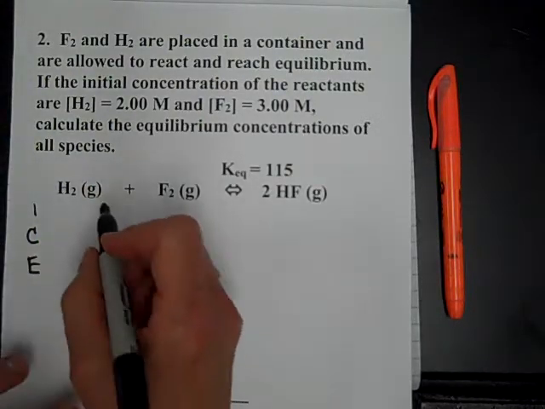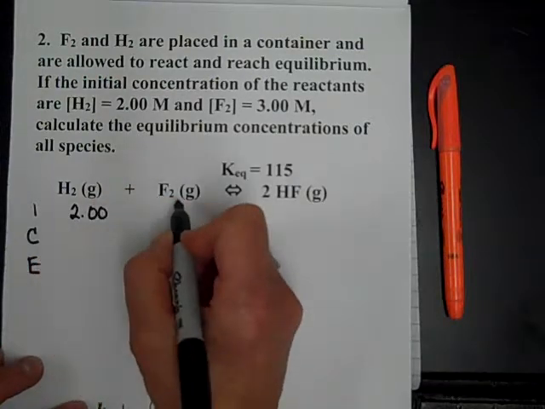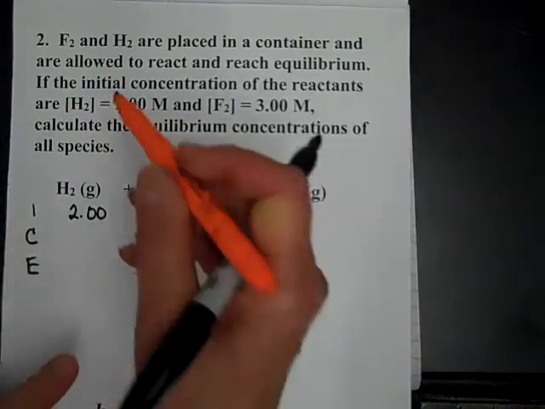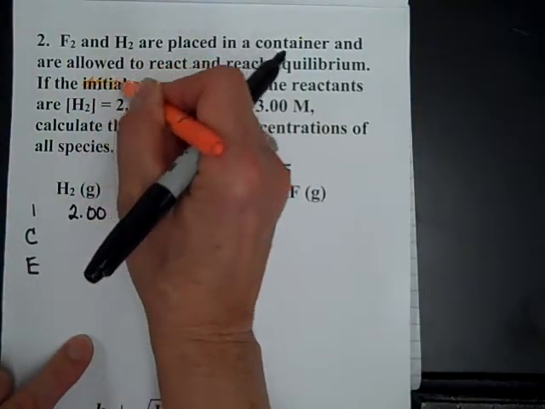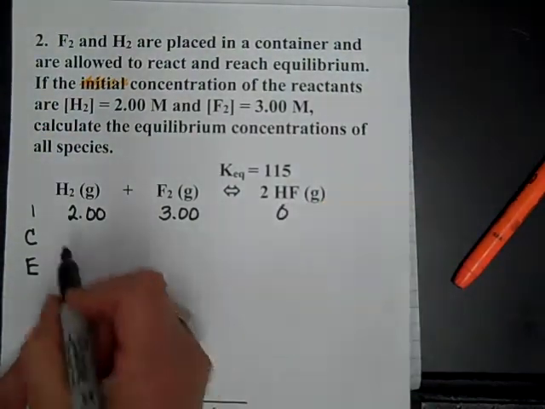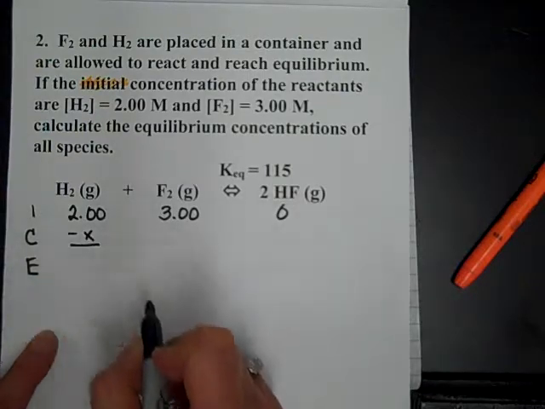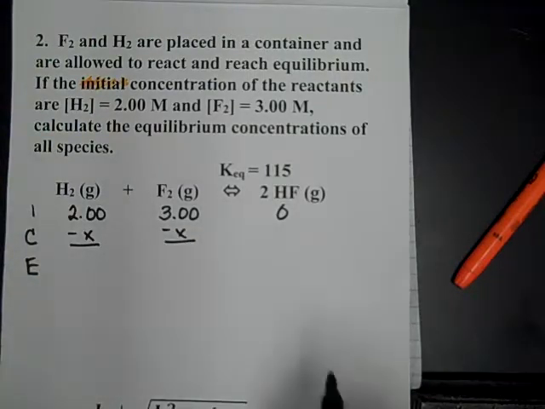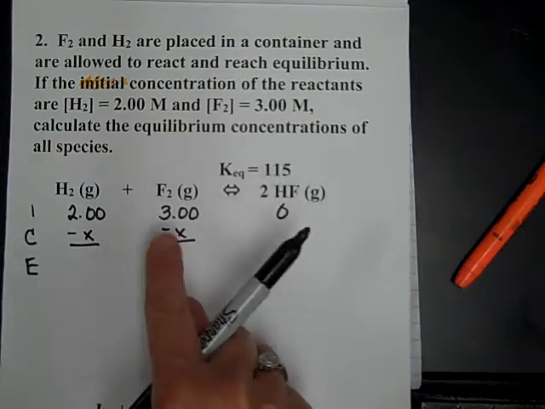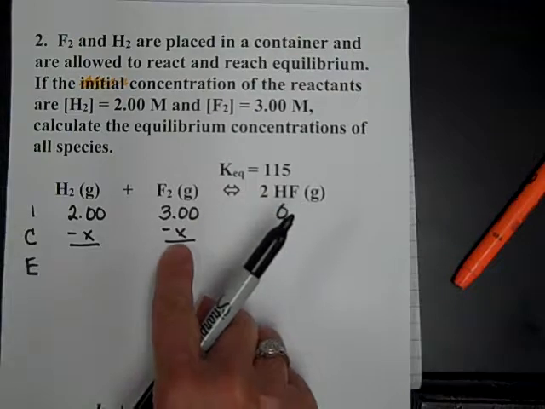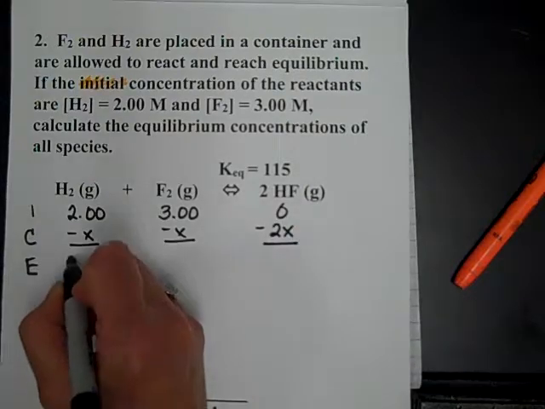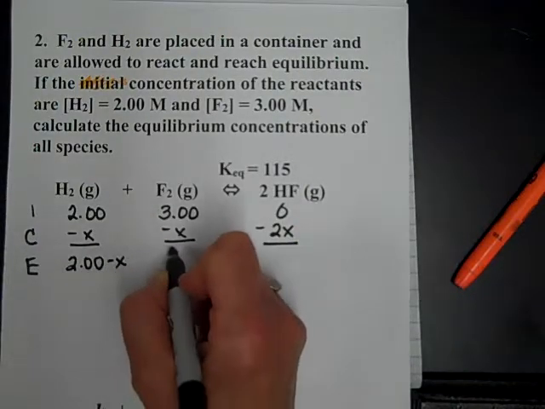Okay, so H2 is 2.00, F2 is 3.00 initially. And just as a reminder, it hasn't started yet, so we don't have any product. This is going to go down by some amount we call X. This is going to go down by the same amount. Now, this is really important because this is our first experience with this. You notice, because the mole ratio is 1 to 2, however many moles this goes down, this is going to go up by twice that amount. And then I'm going to just combine this.